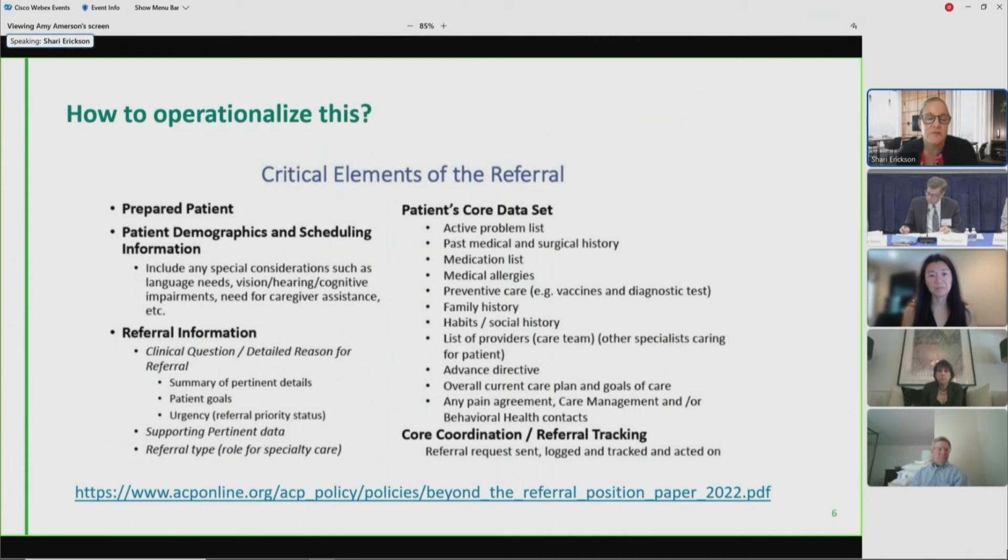The referral information needs to clearly identify what the clinical question is. Why is this referral happening, and have the data associated with it? And we outlined some core data that should be incorporated in these referrals. And then the referral request needs to have referral tracking associated with it. Both the primary care and the specialty care practices, again, through care coordination agreements, can lay out how this occurs and ensure that the turnaround and the closing the loop happens.